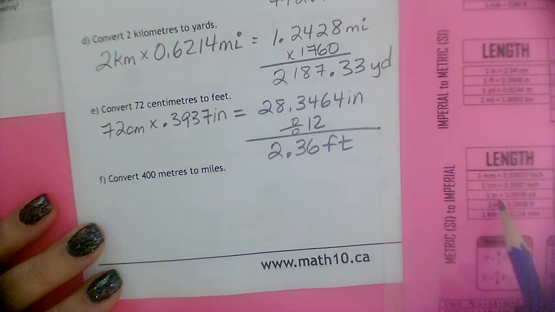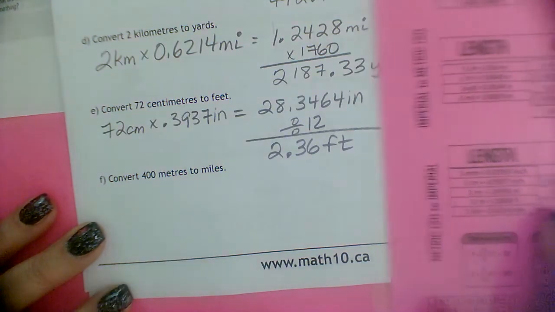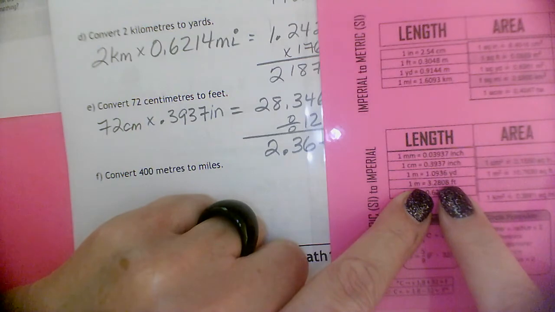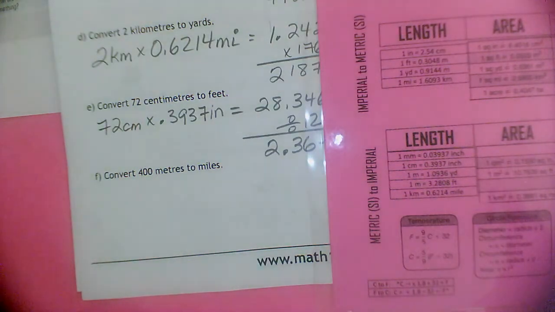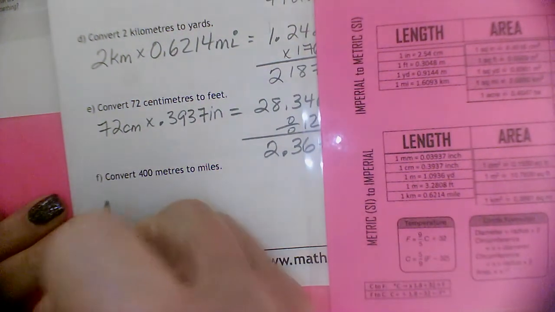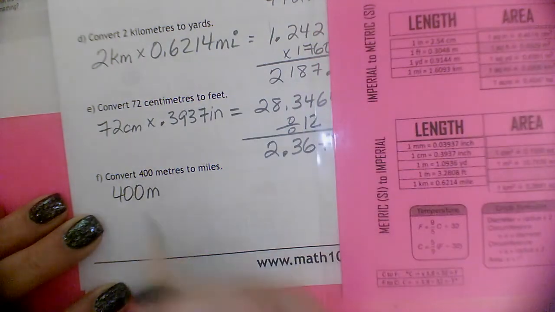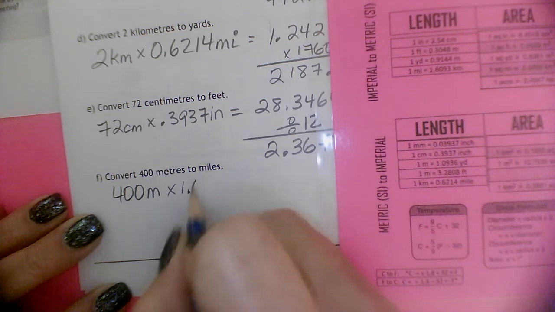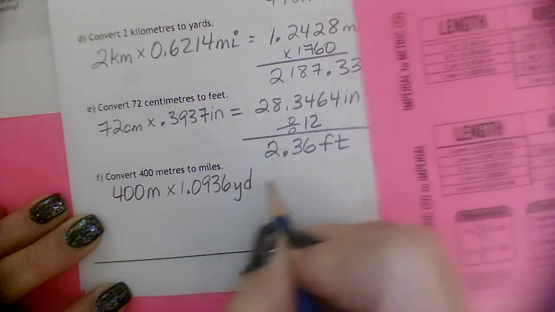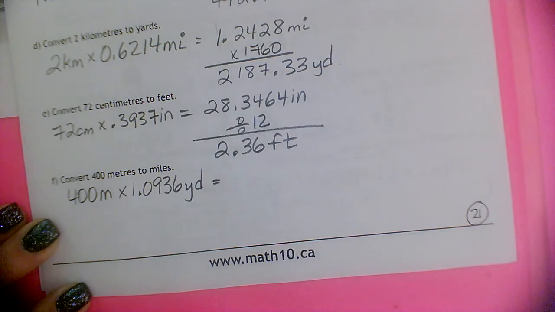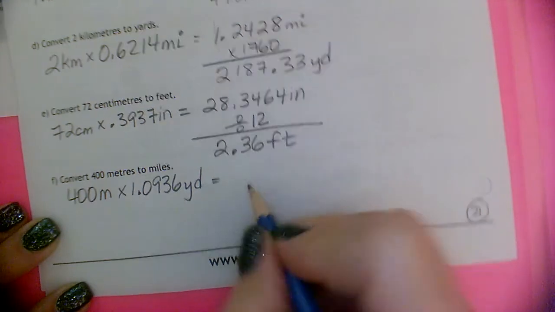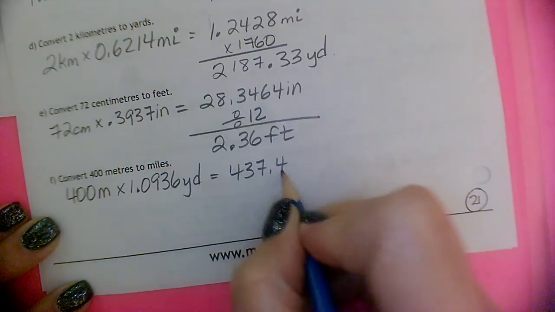400 meters. So I've got 2 options here for meters on my sheet, and I need to go to a mile. And of course, look at that. I can go to yards and I can go to feet. You want to go to yards? All right. So 400 meters. Times by 1.0936 yards. 400 times 1.0936 gives me 437.44 yards.